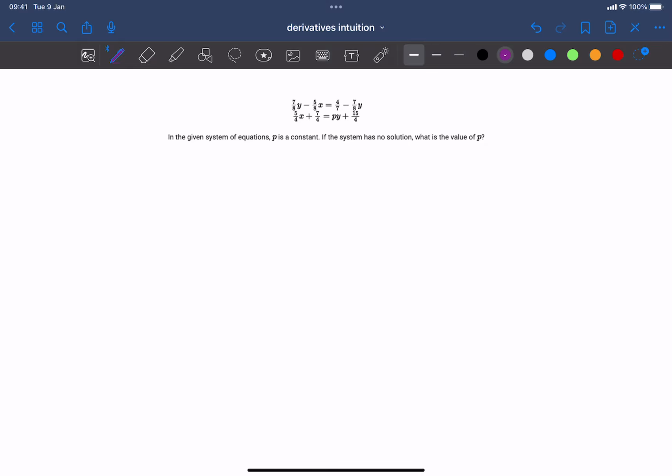Okay, here we have a system of equations question where we're trying to find if the system has no solution, and they're asking us to find p, and p is a constant. So when it says the system has no solution, we want to imagine something where we have an answer where the slope is the same and the y-intercept is different.